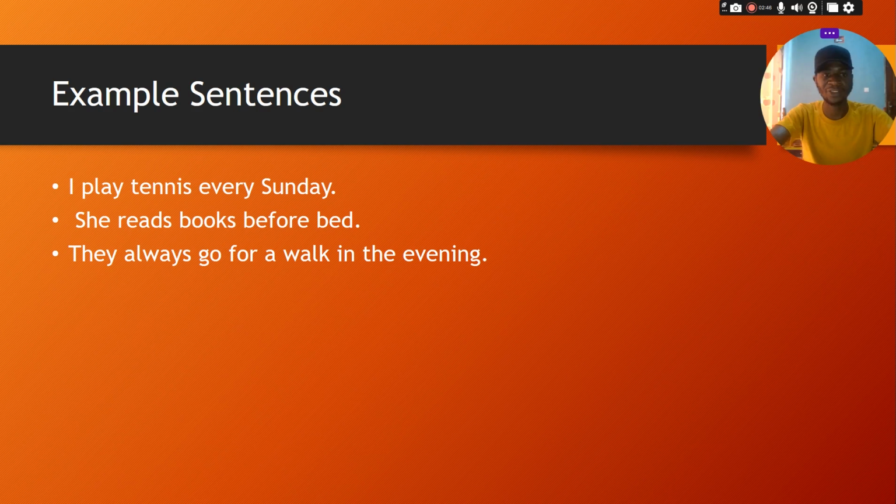Then example number 3, they always go for a walk in the evening. So in this case, our subject is in plural form, so there is no need to add s or es whenever our subject is in plural form.